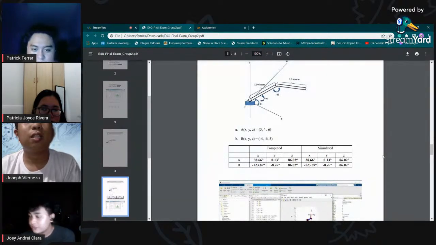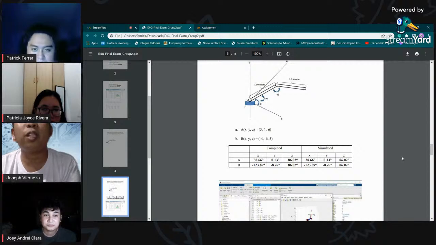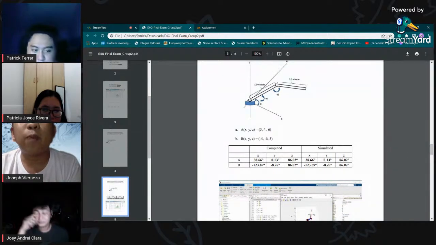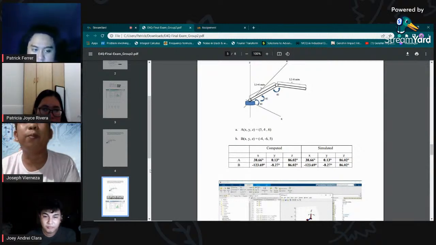And for the first, here's the group of units that we use to find the needed values. For A is 5, 4, and 6. And for B is negative 4, negative 6, and 5.